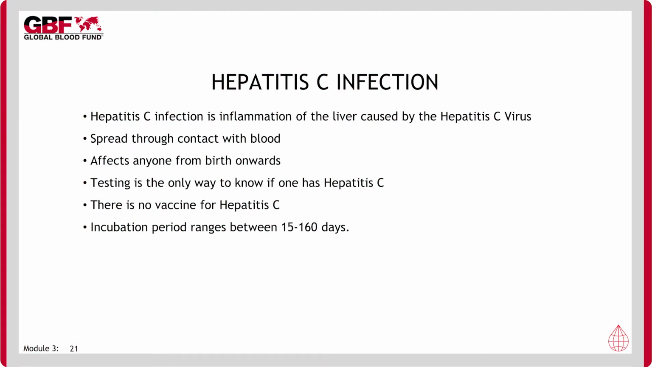Hepatitis C is inflammation of the liver that is caused by the hepatitis C virus. The WHO recommends testing for hepatitis C in donated blood in order to prevent transmission through blood transfusion. The virus can cause both acute and chronic hepatitis, ranging in severity from a mild illness lasting a few weeks to severe chronic infection. The incubation period ranges between 15 to 160 days. There is no vaccine for hepatitis C.